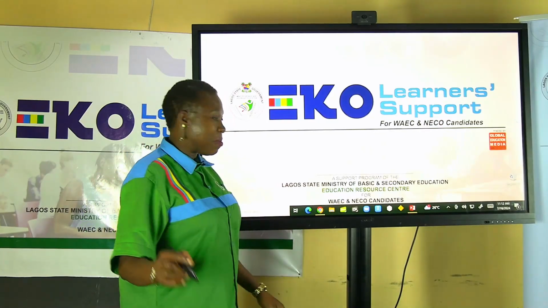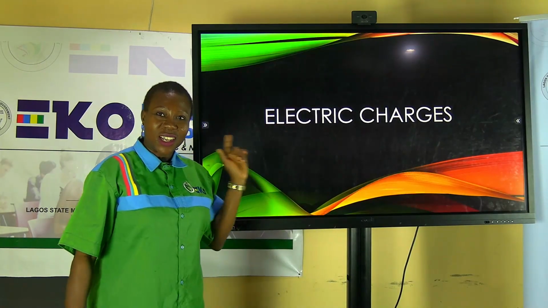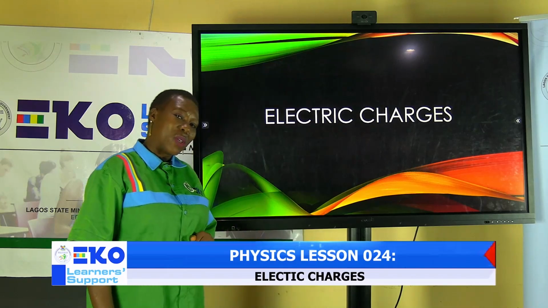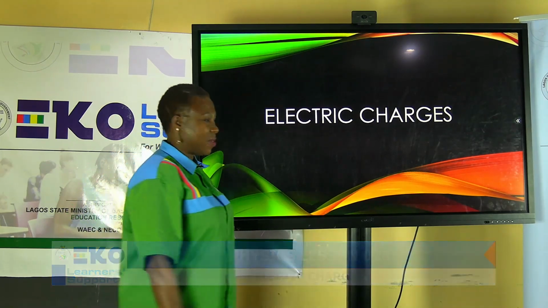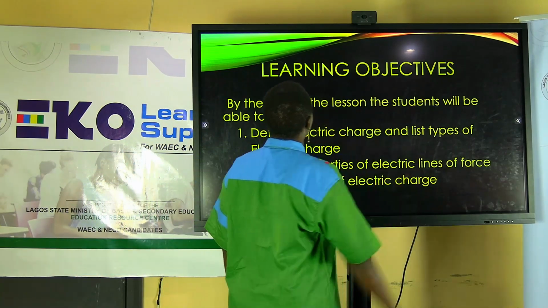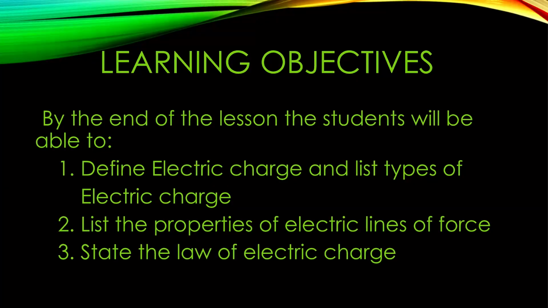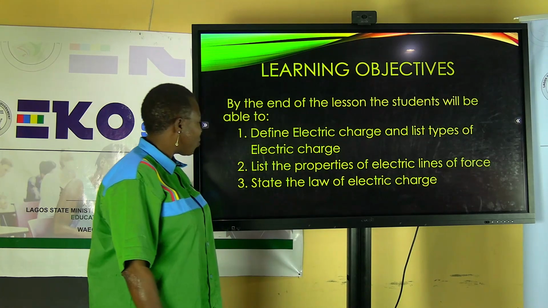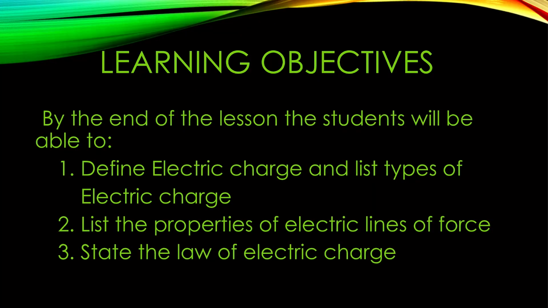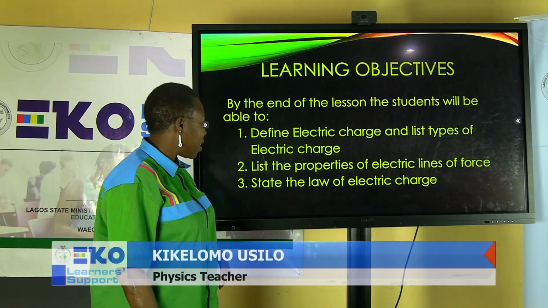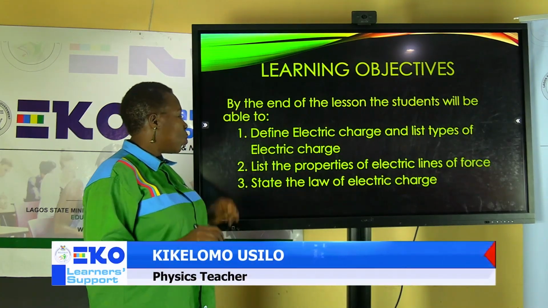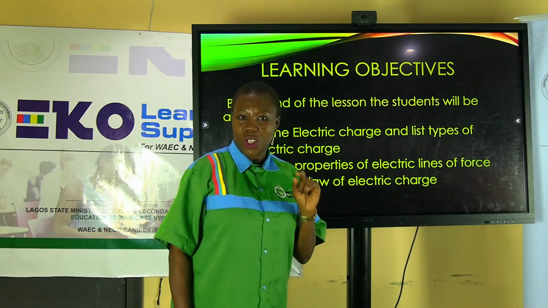Today, we'll be talking about electric charges. Come along with me and let's check out the learning objectives. By the end of the lesson today, you as a student will be able to define electric charge and list types of electric charge. Secondly, you'll be able to list the properties of electric lines of force. And lastly, you'll be able to state the law of electric charge.